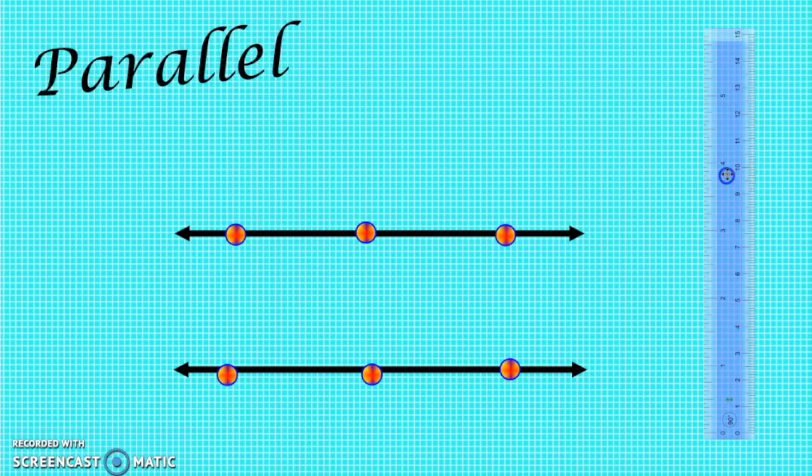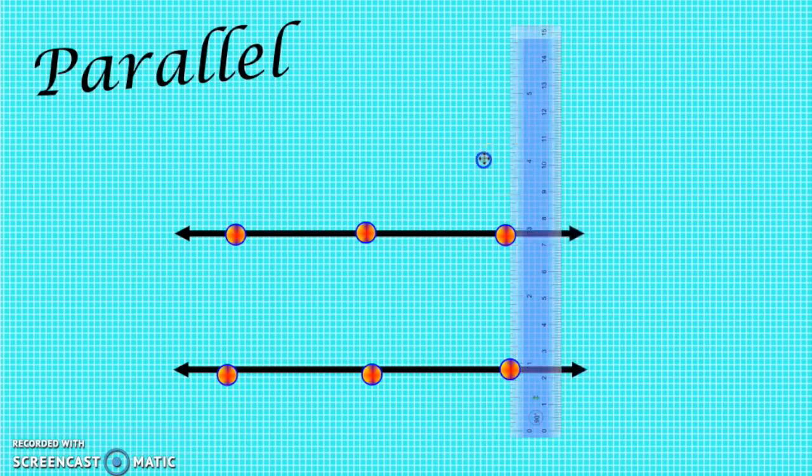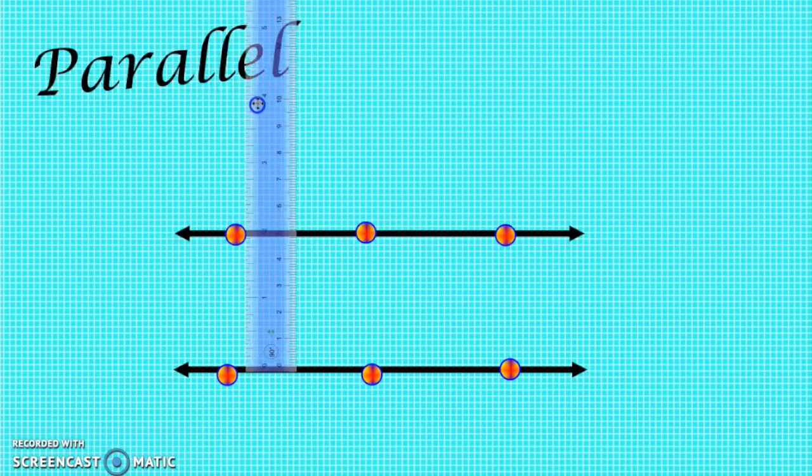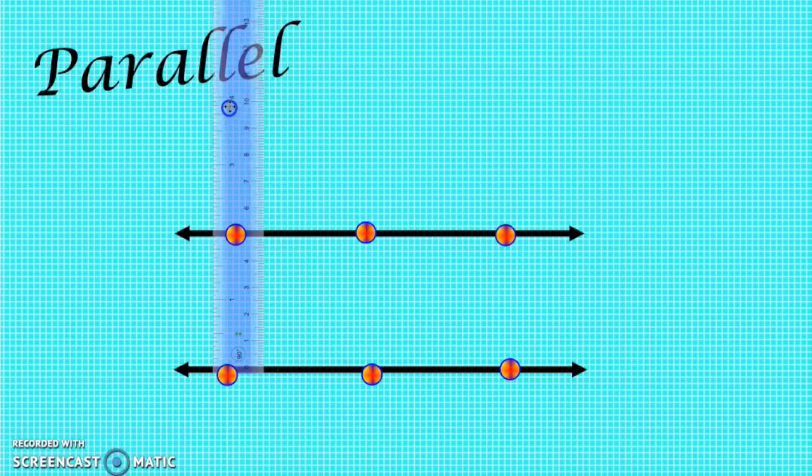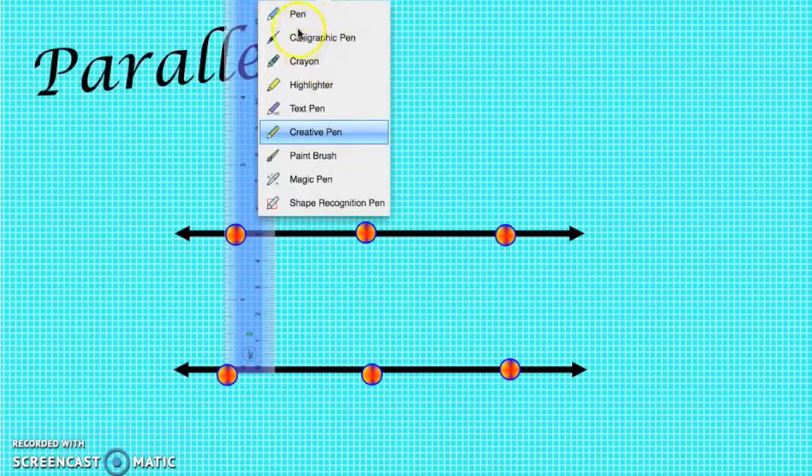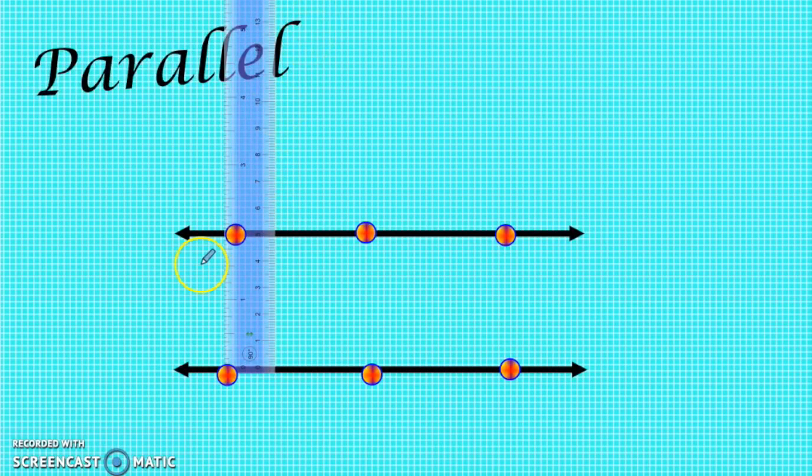Now, if I take my ruler and measure the distance between each set of dots, we'll start with the dots on the left. You can see that it measures 2 inches.